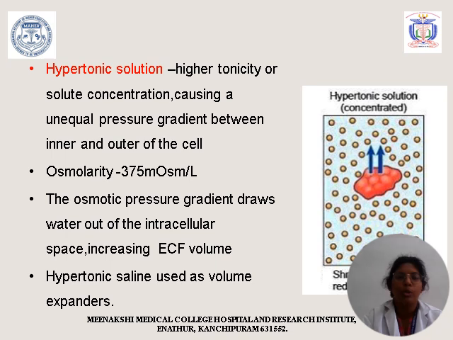Next we will come to hypertonic solution, which has a higher tonicity or solute concentration, causing an unequal pressure gradient between inner and outer of the cell. Osmolarity will be 375 milliosmoles per liter, and the osmotic pressure gradient draws water out of the intracellular space, increasing extracellular fluid volume, and hypertonic saline is used as a volume expander.